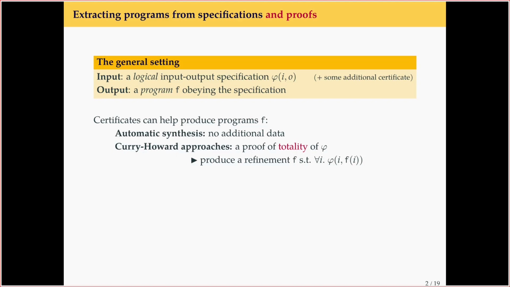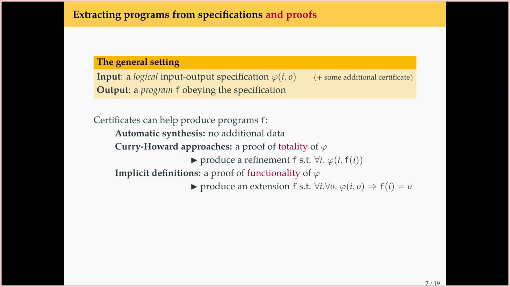In this talk, we'll be interested in the opposite scenario. We say that phi is an implicit definition if it defines a partial function. The goal then is to find an algorithm taking as input a proof of functionality of some phi and outputting f compatible with the input relations.